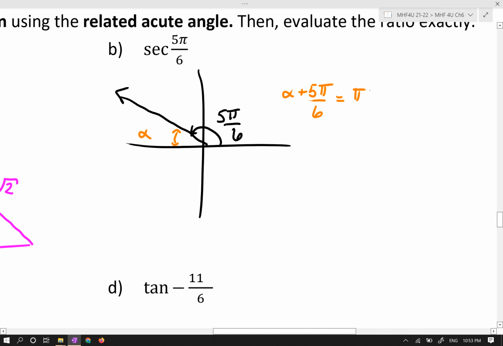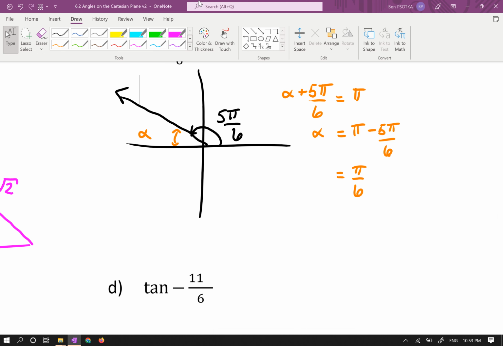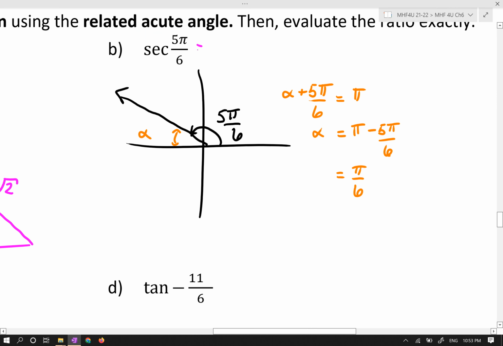Okay, that's great. If I use that logic, I should be able to rearrange for alpha. So alpha is equal to pi minus 5 pi over 6. I'm working with my related acute angle of pi over 6. All right, good job. Now I need to check, okay, secant. Now my secant, that's going to be 1 over the cosine of 5 pi over 6.